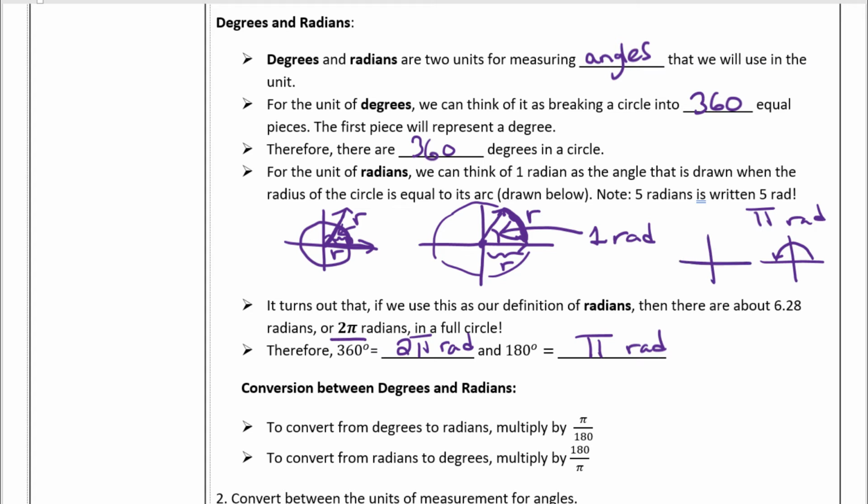And 2 pi rad is when you have a full circle. So you're doing 1 full loop.